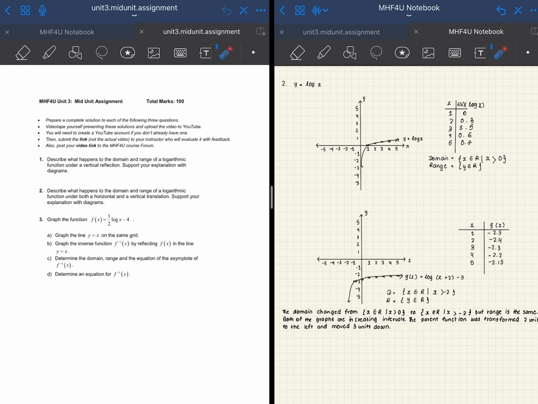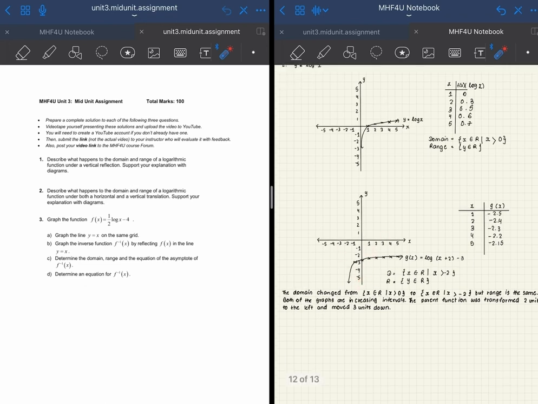Both of the graphs are increasing intervals, as you can see, but the parent function was transformed 2 units to the left, 1, 2, and moved 3 units down, 1, 2, 3 here. Yes, this is for number 2. So let's move on to number 3.